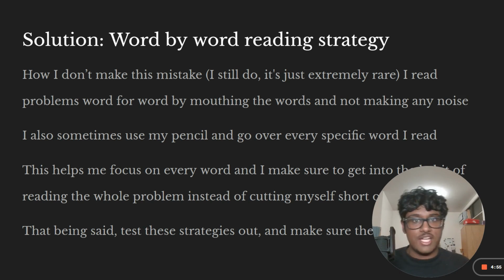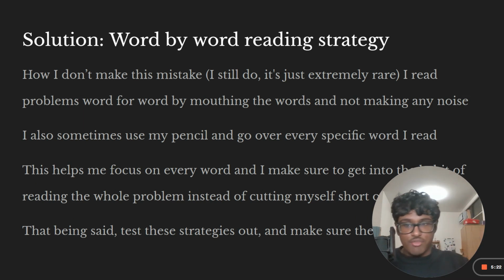And you can use this strategy, especially if you find yourself making mistakes on certain problems and you find yourself not able to understand the problem on the first go. Then do this strategy again as a way to just clarify your reasoning, right? This helped me focus on every single word, and I made sure to get into the habit of doing this, right? And basically reading the whole problem with this strategy became easier, and it allowed me to be able to understand them better.